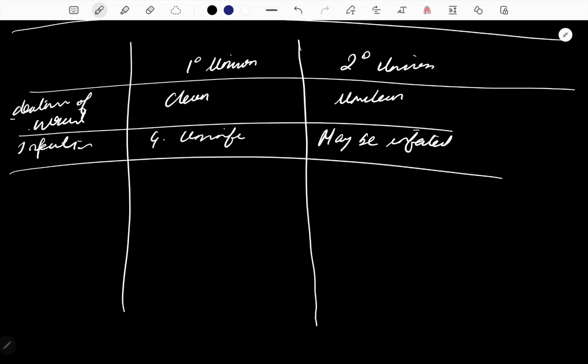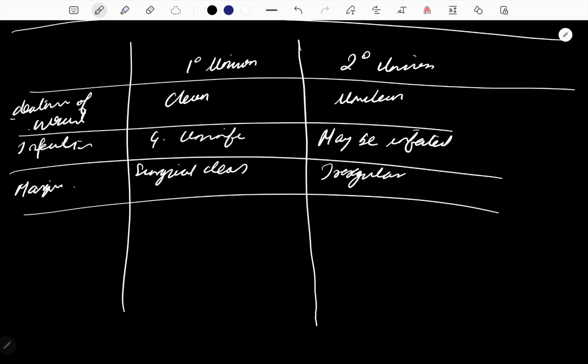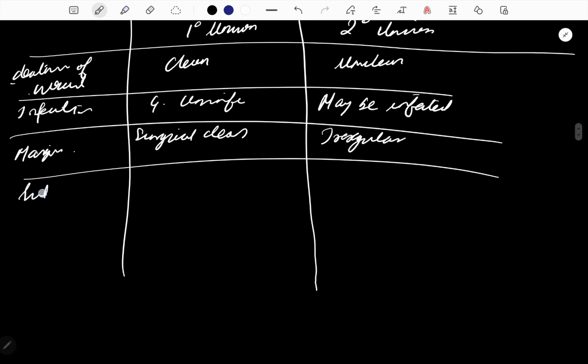The third feature is margins. How are the margins of primary union? They are surgically clean. You can imagine and answer too: how is a blade's wound? It's clean, a neat linear scar, regular. The fourth point is sutures. We know that when something gets cut by sharp objects, we do use sutures. So sutures are used in primary union; in secondary union, sutures are obviously not used.